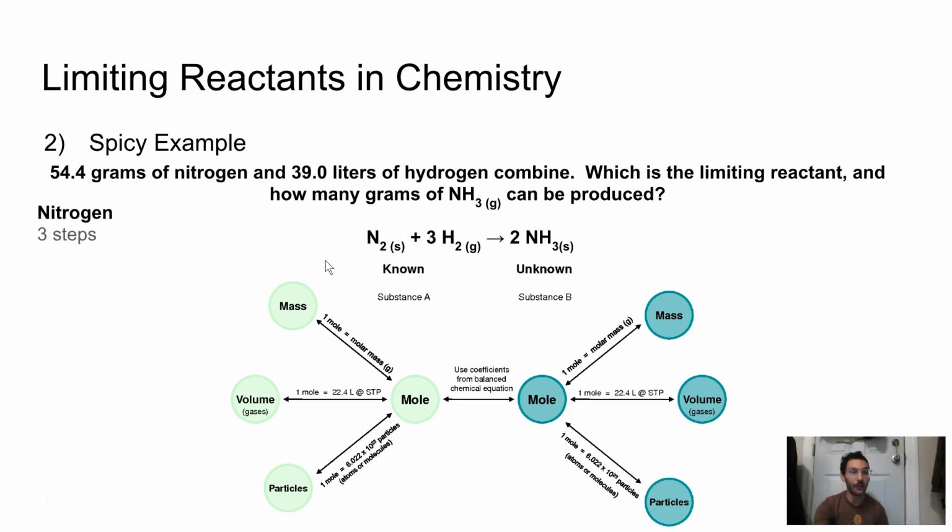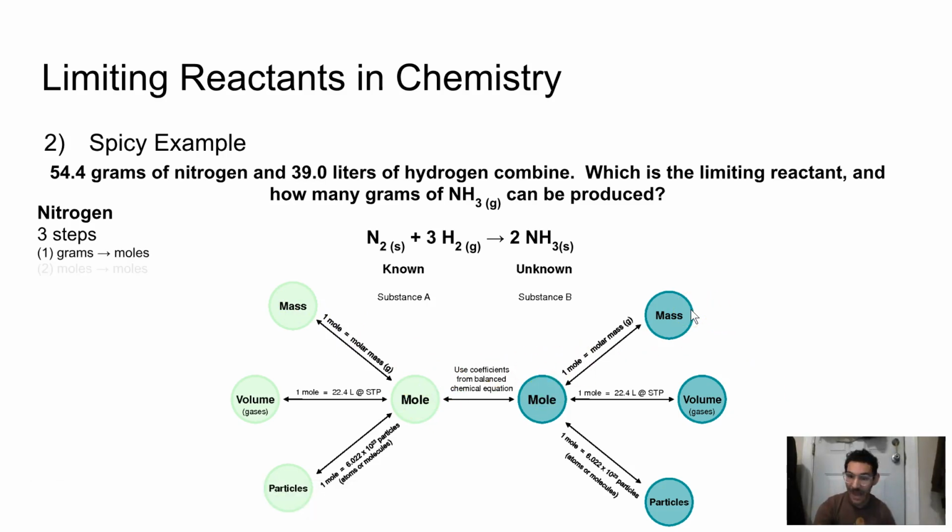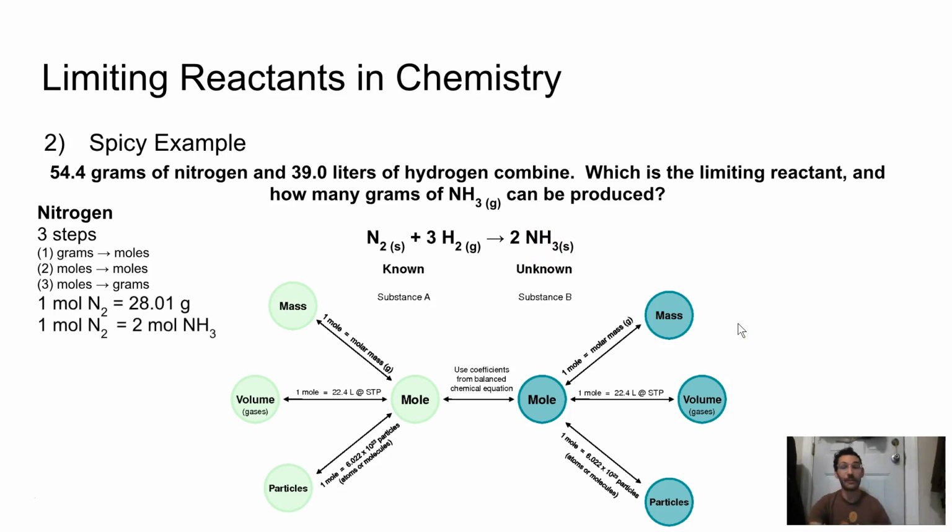If I'm in grams, I will do it in 3 steps. Oh, you know what? I want to know how many grams of product there are. So we'll go from our mass of nitrogen to our moles of nitrogen to our moles of product, and then finally to our mass of the product. So grams of nitrogen to moles, moles of nitrogen to moles of ammonia, and moles of ammonia to grams of ammonia. It'll be 3 steps. I'll need the molar mass of nitrogen, the balanced chemical equation for my coefficients, and also the molar mass of ammonia, NH3.